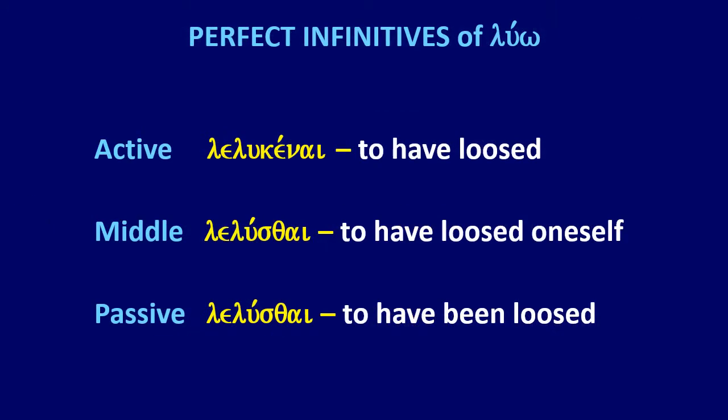Okay, having looked at the active, middle, and passive voice forms for the perfect indicative, let's look at the perfect infinitive form now of luo. And here you can see there are three voice forms, active, middle, and passive. Active voice, you see again the reduplication of the stem, and you see the kappa there as well. That will be true now for perfect infinitives in the active voice. So leluk enai is how that is pronounced, to have loosed.